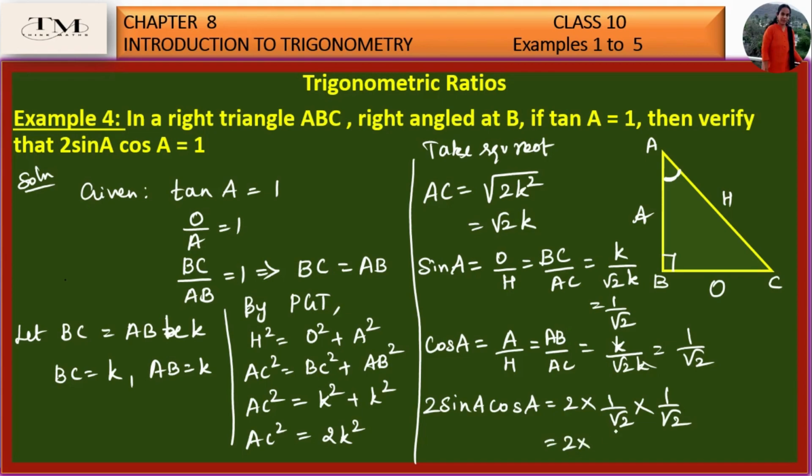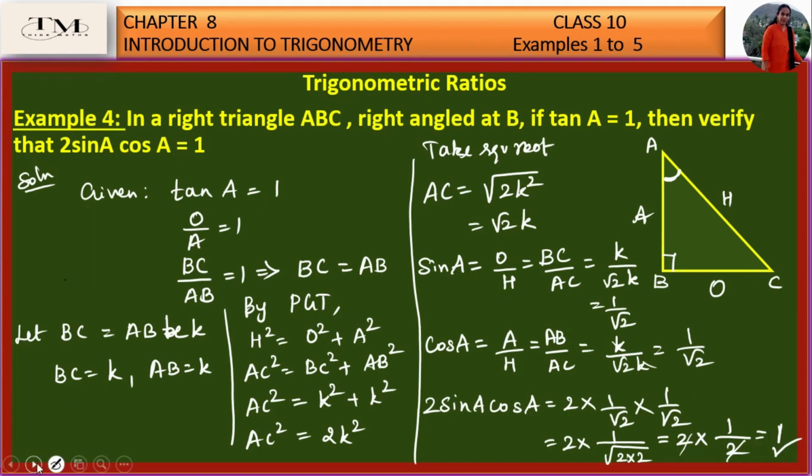So 2 into, this is nothing but 1 by root of 2 into 2. Root 2 into root 2 is nothing but root of 2 into 2. If in the square root the number is in pair, the answer is that number. So the number is 2. So 2 into 1 by 2, this 2 gets cancelled. So the answer is 1. So we have verified that 2 sin A cos A is equal to 1. So this example is over.